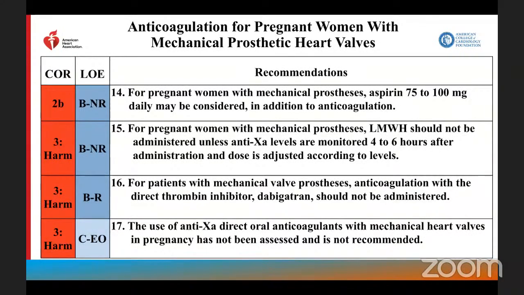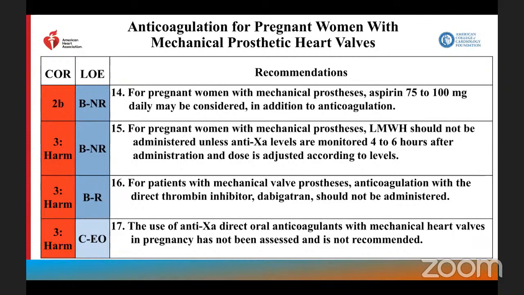And for pregnant women with a mechanical prosthesis, low-dose aspirin, 75 to 100 milligrams daily, may be considered in addition to anticoagulation. That's a class 2B. And for pregnant women with a mechanical prosthesis, low molecular weight heparin should not be administered unless anti-10A levels are monitored 4 to 6 hours after administration, and the dose is adjusted according to levels. It's a class 3. And for patients with a mechanical valve prosthesis, anticoagulation with the direct thrombin inhibitor dabigatran should not be administered, class 3 as well.